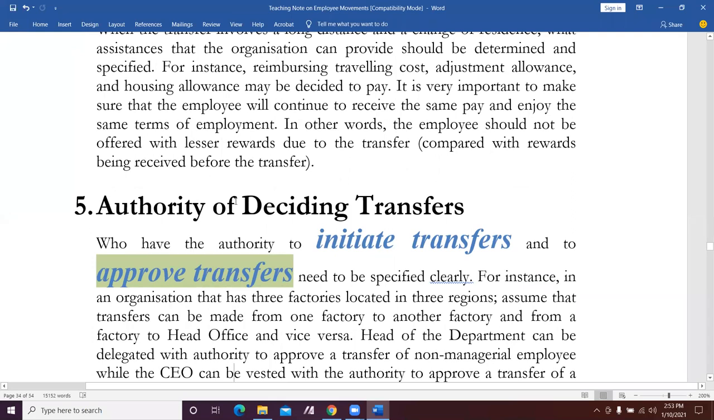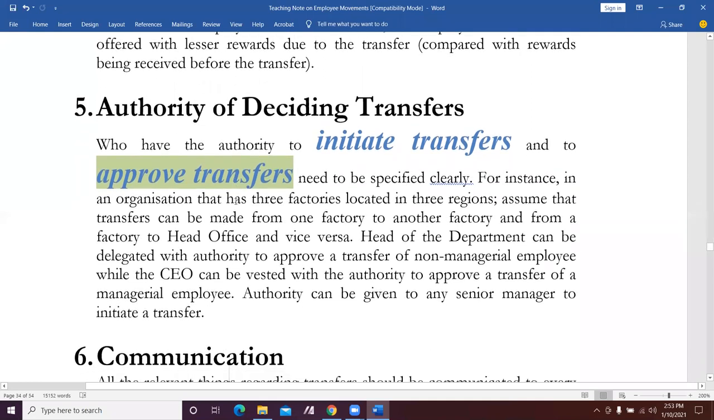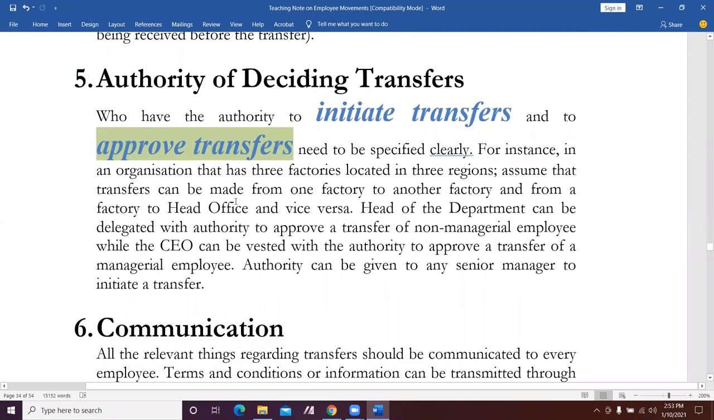If we transfer an employee to a very difficult area, then we can give a special allowance to motivate the person. That can also be decided. Then the authority of deciding transfers. This is very important. In the organization, who legitimately has the right to transfer employees? This has to be decided in terms of a policy statement.